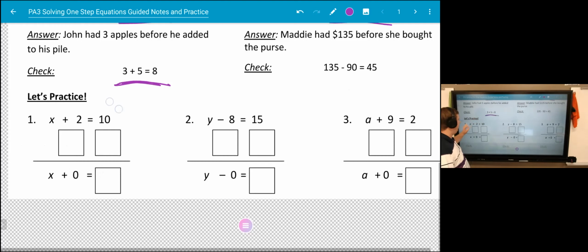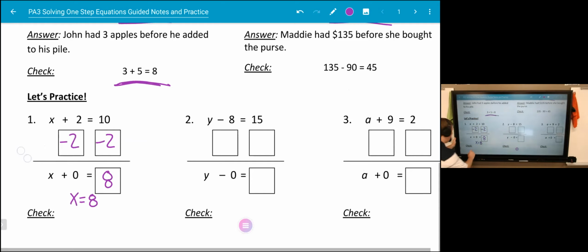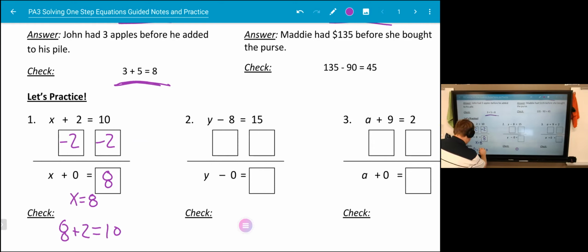What does that look like down here? X plus 2 equals 10. The opposite of addition is subtraction, so I'm going to take 2 away. Plus 2 minus 2 is 0, and 10 minus 2 is 8. In other words, X equals 8. If we check that, does 8 plus 2 equal 10? Yes, it does. We're good to go.